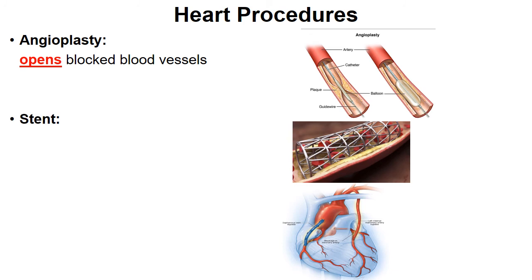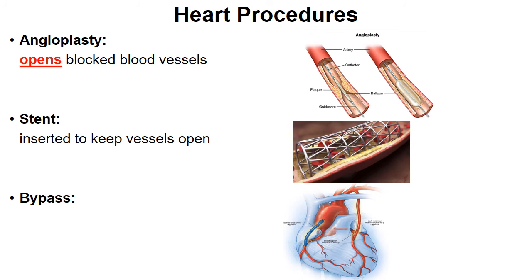If that doesn't work, or in addition to, they may end up putting a stent. The stent is seen in the second picture. A stent can be almost kind of like a wire trap whose job is to keep that artery open, to keep the blood flowing through.